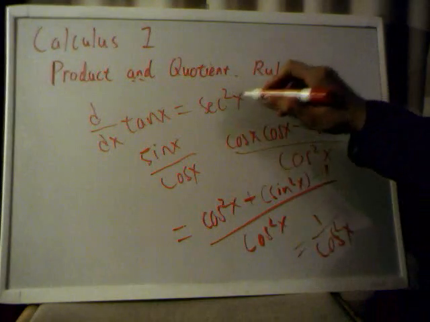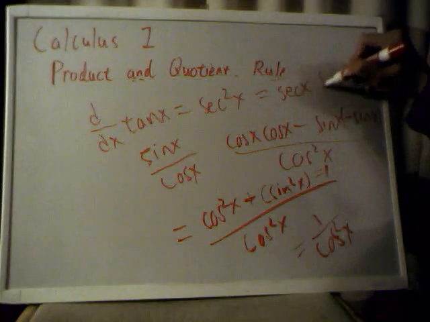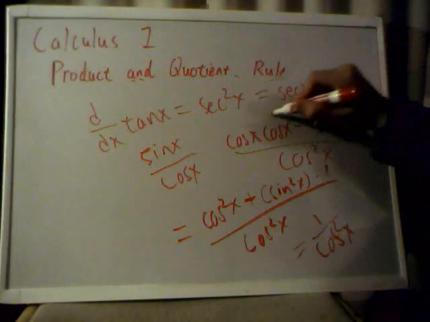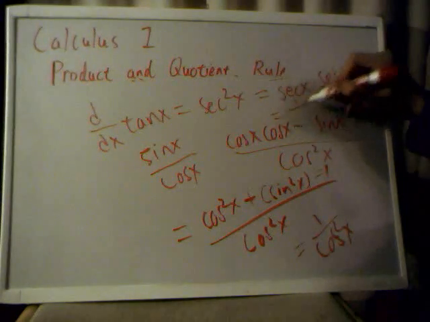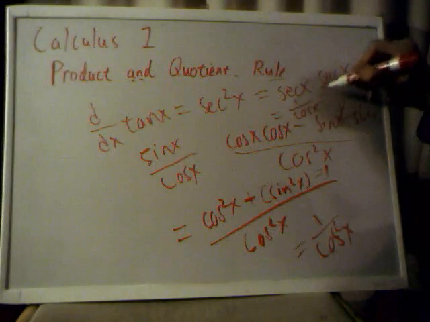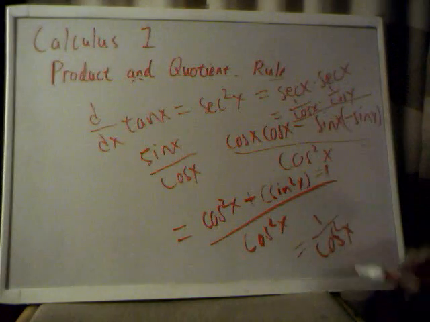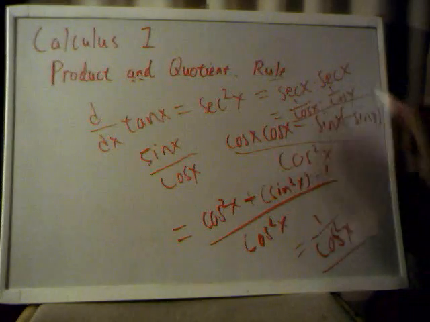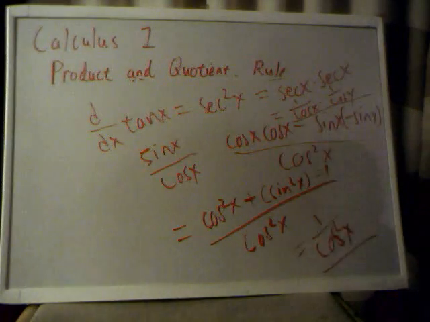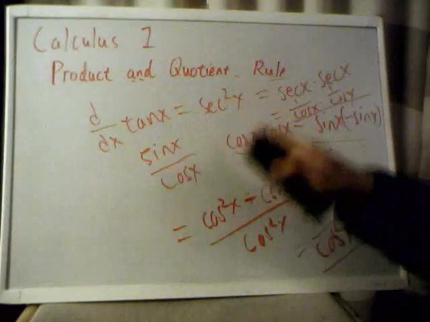And what is secant squared x? Well, this is also equal to secant x times secant x, and since secant x is equal to 1 over cosine x, this is equal to 1 over cosine x times 1 over cosine x. And this function right here is the same as this function right here. Well, just multiply this out. And so by quotient rule, we have proved that tangent x is equal to secant x squared.